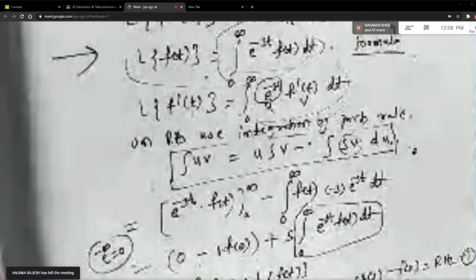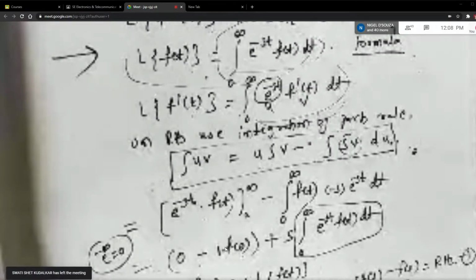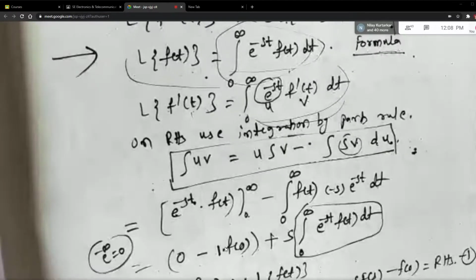I will use it again and again so that your basics will be clear. Otherwise, without integration, you will find all these things very difficult. I can understand.